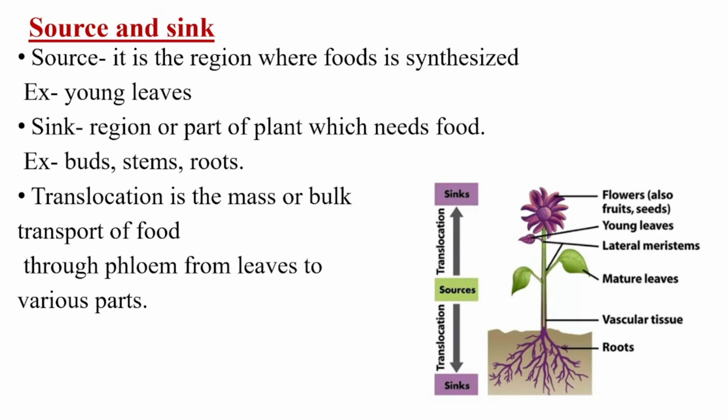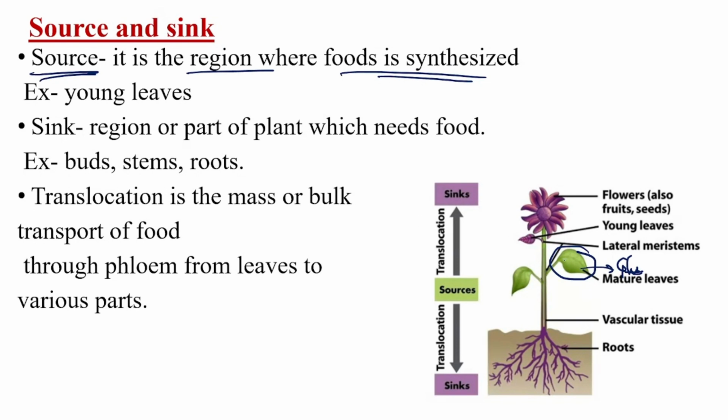Now let us talk about how the product of photosynthesis, which is glucose, is actually getting transported from the leaves to various parts. Now what is a source? It is the region where food is synthesized. Now leaf, we have studied from our lower classes that leaves are the regions where the food is produced. So by the process of photosynthesis, we know glucose is the end product.